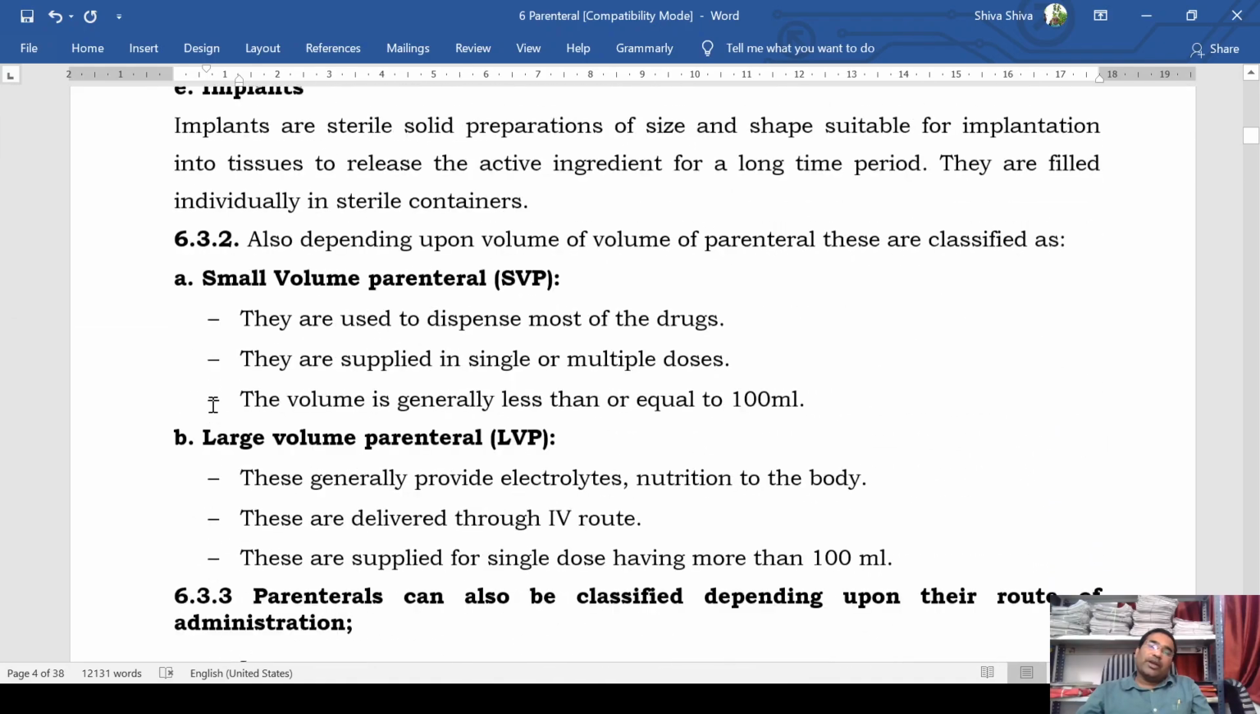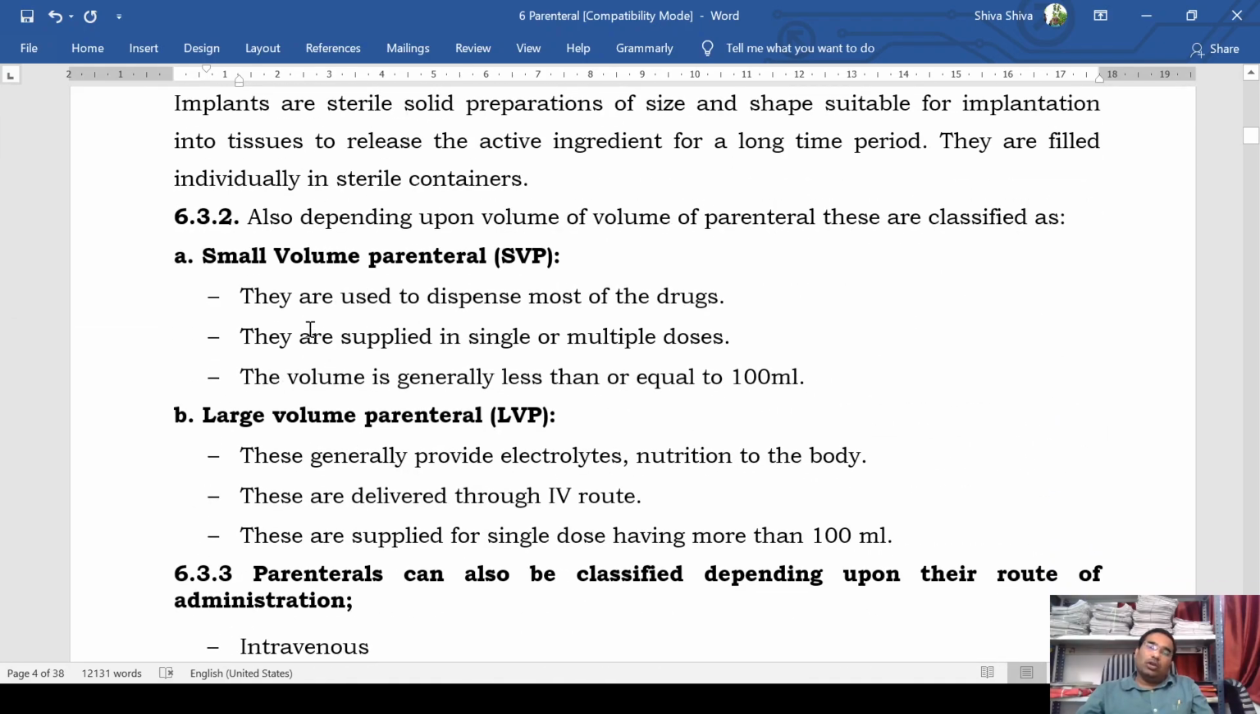Then types of parenteral products depending upon their volume. You might have heard about small volume parenterals and large volume parenterals. Small volume parenterals are also called SVP and large volume parenterals are also called LVP. Small volume parenterals are used to dispense most of the drugs. These small volume parenterals are generally packaged inside small ampoules or small vials.